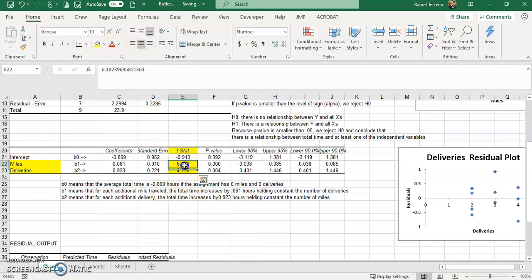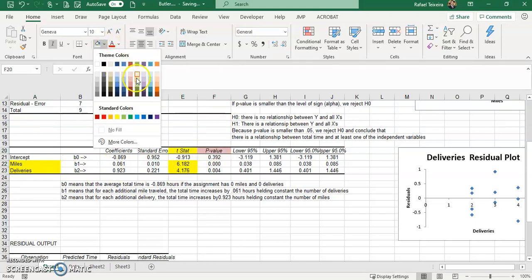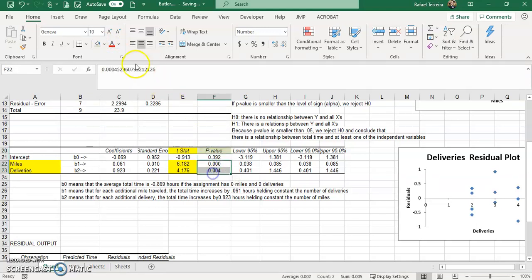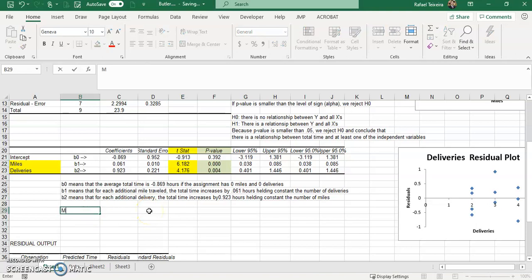So now we have a test of significance for each one of the independent variables, and also we have a p-value. Let's color this p-value with a different color. So we have a p-value associated with each one of these t-statistics, which is related with each one of these independent variables. So what is the null hypothesis? Let's start with miles. What's the null hypothesis here?